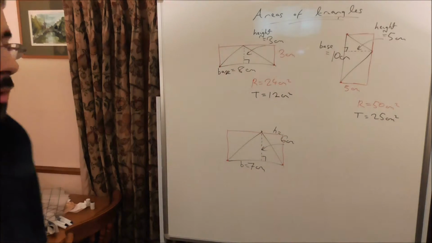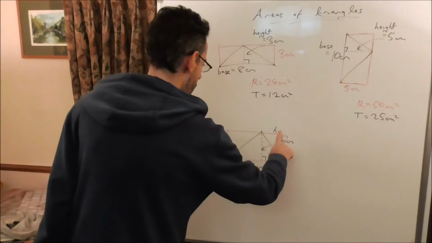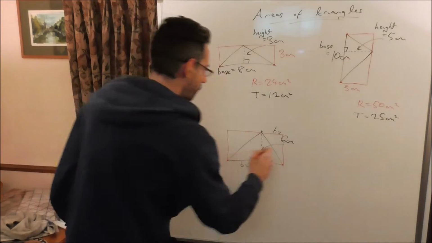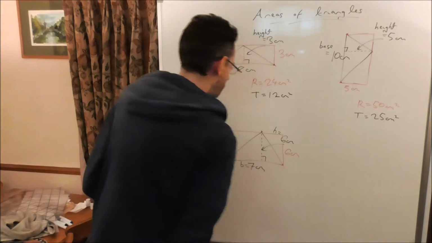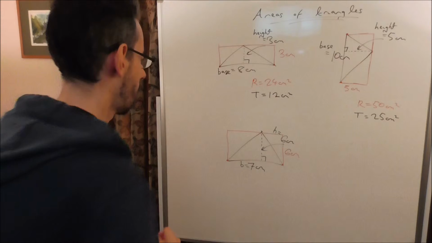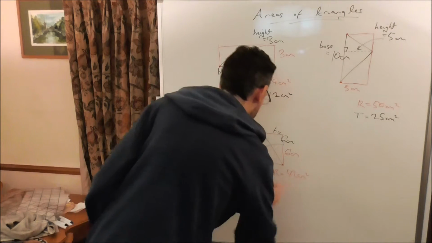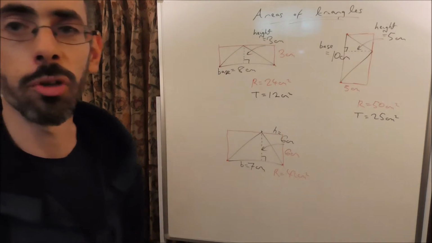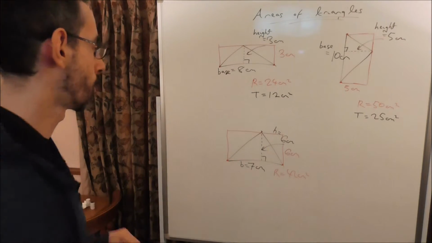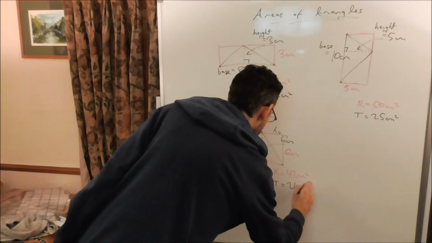So the area of the rectangle, well, this side is 7. This side is 6, the same as the dotted line, same as the height. So the area of the rectangle is 7 times 6, which is 42 square centimetres. And the triangle is half the size of the rectangle, so you have to halve 42. So the area of the triangle is 21 square centimetres.